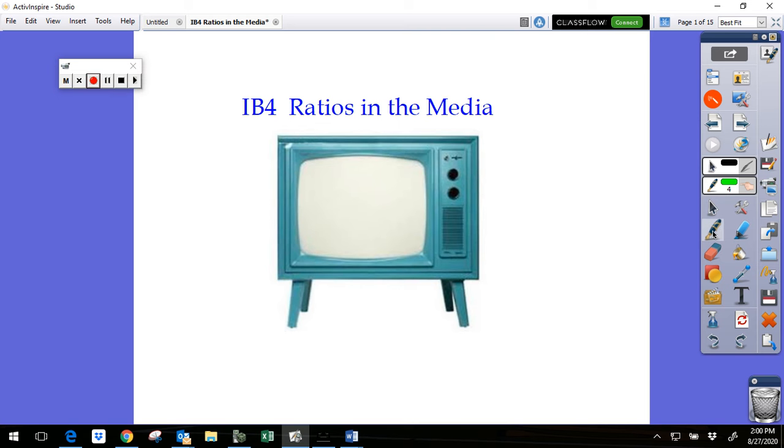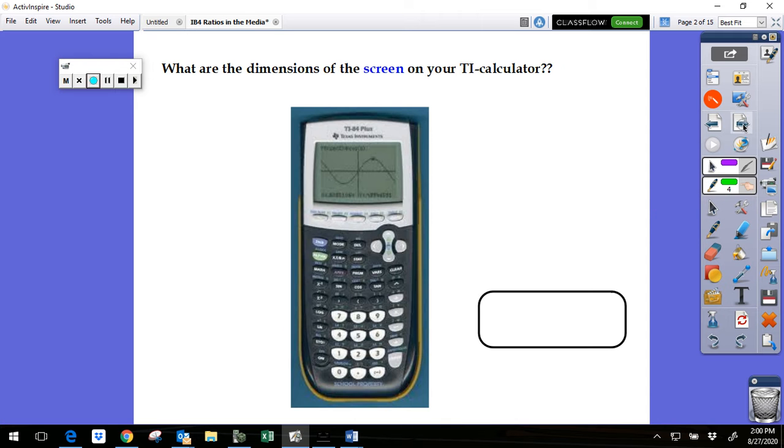We are looking at activity sheet 4. Please remember that the number right there is the activity sheet that we're on. And we're looking at dimensions in media, meaning like TV screens, movie screens, things like that. So the first thing I want you to do is think about your graphing calculator screen.